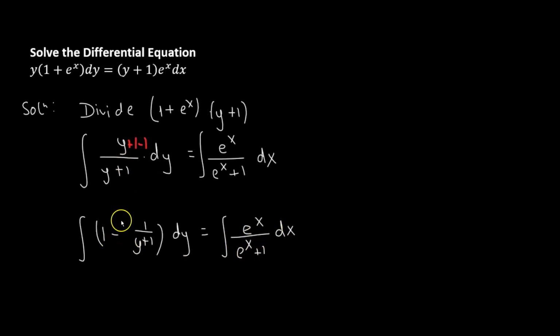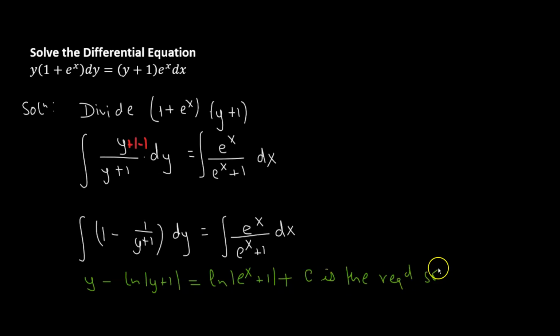So finally, when you integrate it, there's a very simple integral. We will get y minus natural log of y plus 1 equals natural log of e raised to the power of x plus 1 plus the constant of integration c. And this is the required solution. Let's move on to the next problem.